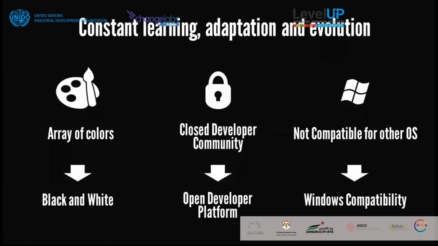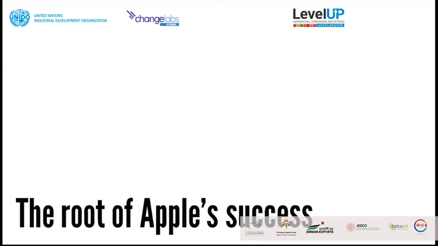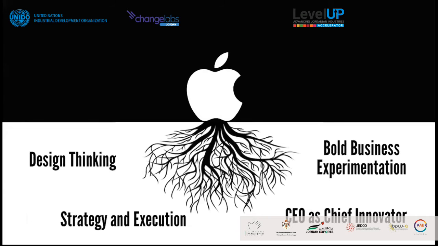Apple was also constantly learning, adapting, and evolving, from the design of an array of colors to a black and white color theme, from the closed developer community to the open developer platform, from no compatibility for other OS to Windows compatibility. In summary, the root of Apple's success was a set of principles with a deep commitment to great products and services at its core: design thinking, clear development strategy and execution, its CEO as chief innovator, and the rational courage to conduct bold business experiments.